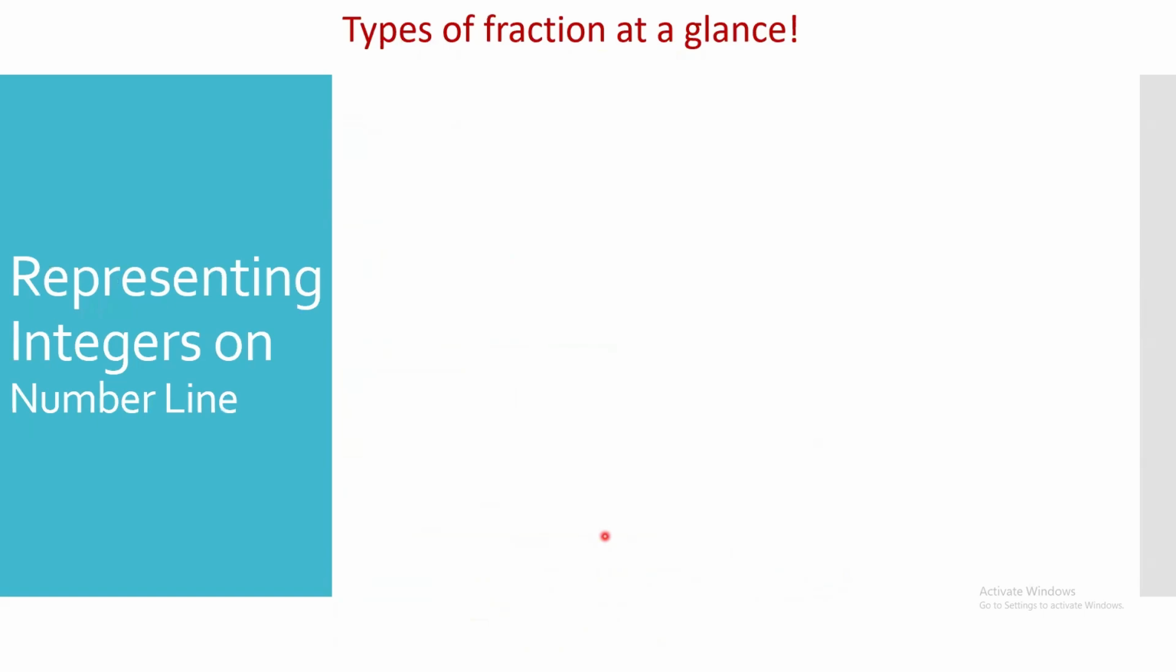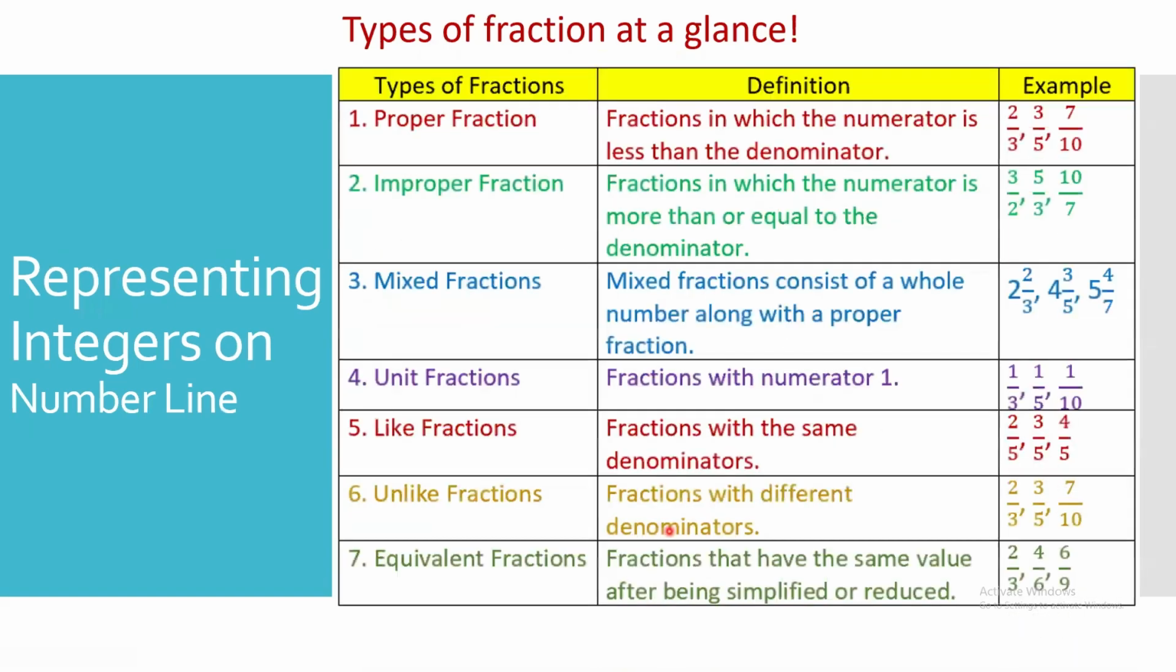So stay with me. Types of fractions at a glance. I have shown you 7 types of fractions, and here I have made one nice table for you. Types of fractions, numbered 1, 2, 3, 4, 5, 6, 7. I have put the definitions here nicely with different colors for different parts, and examples also. So I think at a glance you can check it properly.